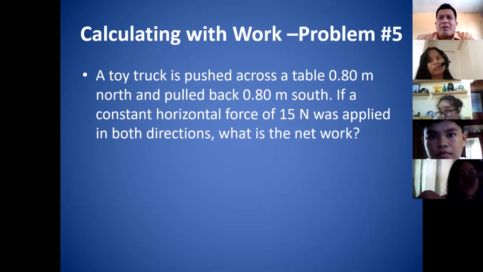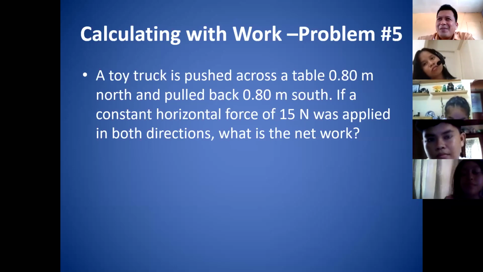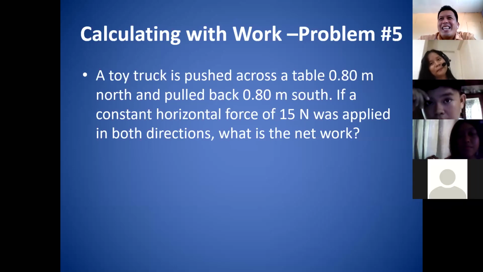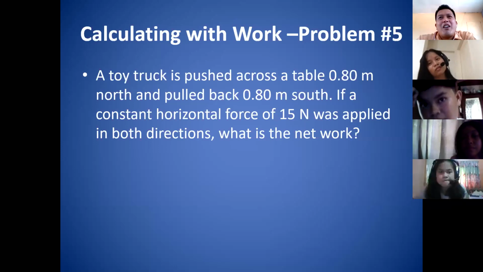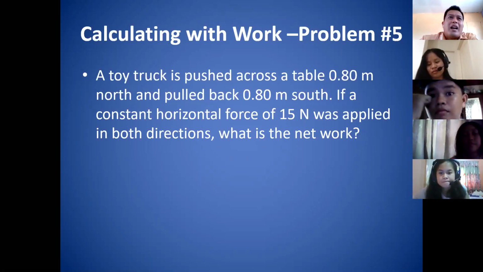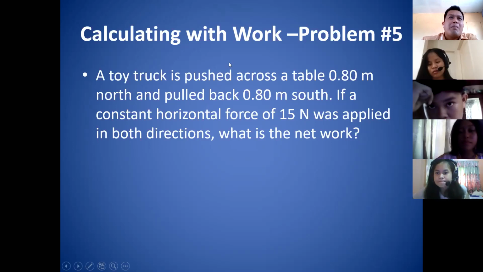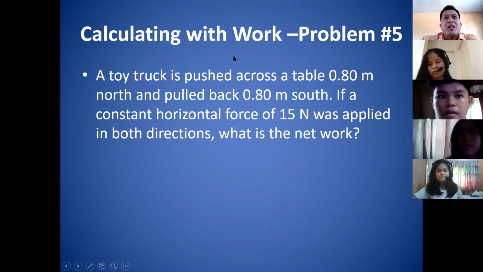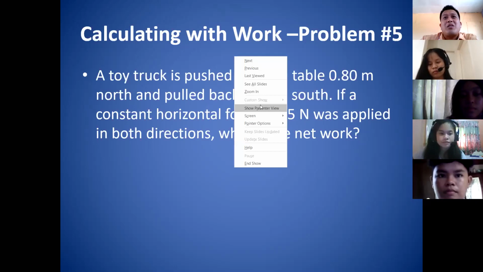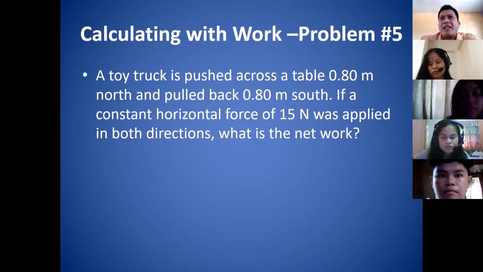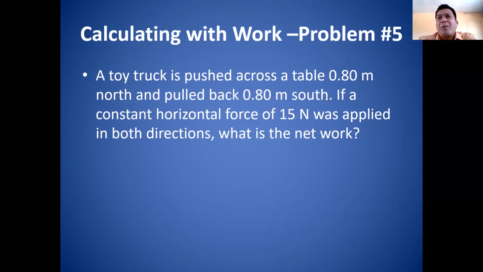How about you try to solve this one? Okay, when you talk about the pushing of the table going north and the pulling of the table going south, what do you think of the two directions, class? The directions are actually opposing directions, right? Di ba? If you push the table north and then pull it back south, then what is the distance traveled by the object?